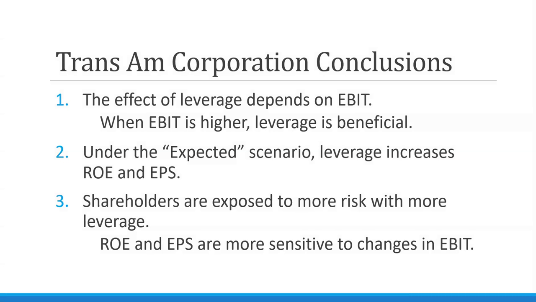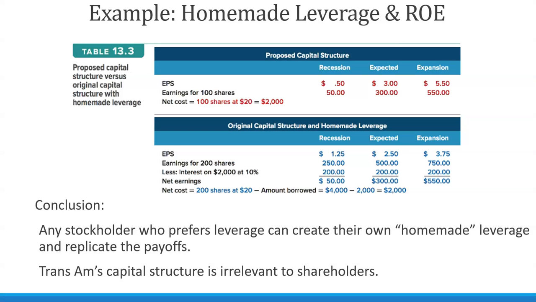So the conclusions from this example are that the effect of leverage, whether it is beneficial or not, depends on our EBIT, or earnings before interest and taxes. The higher our EBIT, the more beneficial leverage is to us. Under the expected scenario, leverage increases both our return on equity and our earnings per share. Our shareholders are exposed to more risk with more leverage. So our return on equity and our earnings per share are more sensitive to changes in EBIT, so we have a little bit higher risk if we take on the leverage.